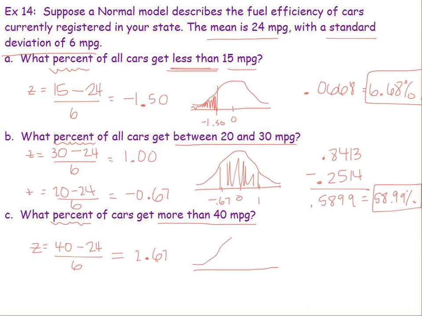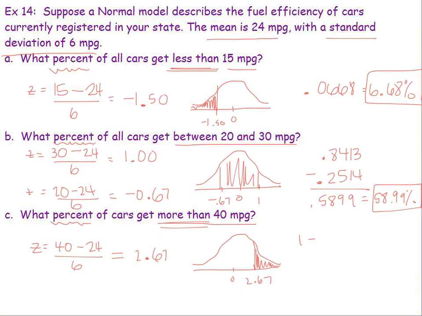Well, we know this is positive, over here somewhere, 2.67. This is a more than, which means we're shading to the right, which means whatever we get off the blue sheet, we know we need to do 1 minus. To the right is always 1 minus.